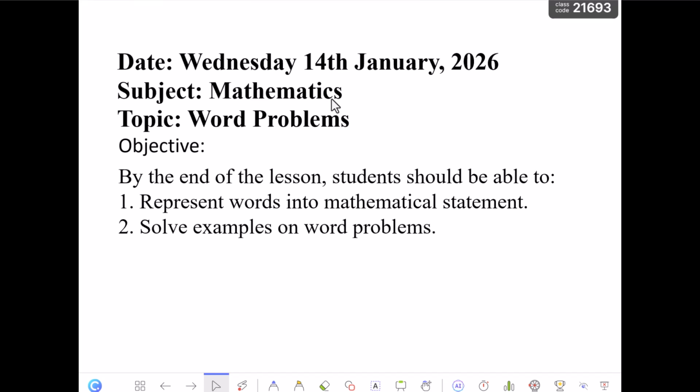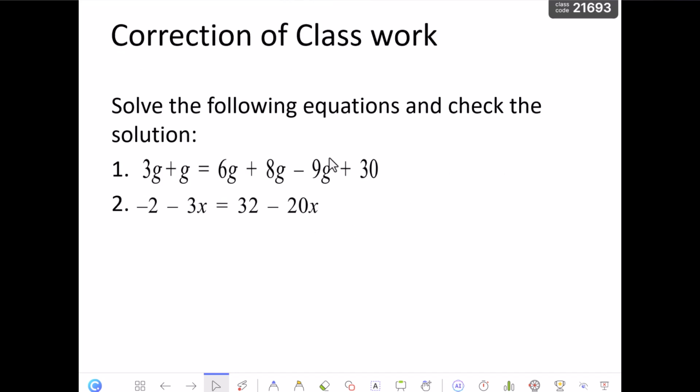As I said yesterday, today's topic we are going to start with word problem. So now, this is our objective for today's class. We should be able to represent words into mathematical statements. Then we should be able to solve simple questions involving word problem. Now let's go to the next slide.